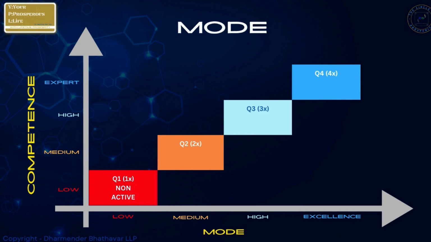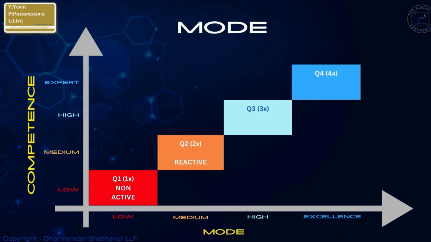In a non-active approach, there might be a tendency where they respond to situations as they arise rather than actively seeking opportunities or addressing the challenges proactively. That means they are not active at all. So what is the next quadrant?